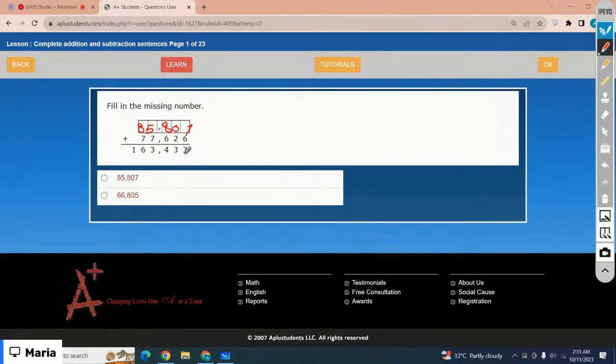See, 7 plus 6 makes 13. Here you have 3, carry 1. 2 plus 1, 3. 8 plus 6, 14. 5 and 7 and 1, 8 and 5, 13. 3, 1, carry. And 8 and 8, 16, right? So that would be option number A. Be careful, right?